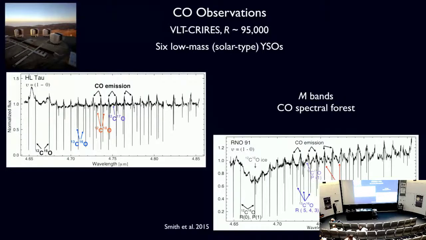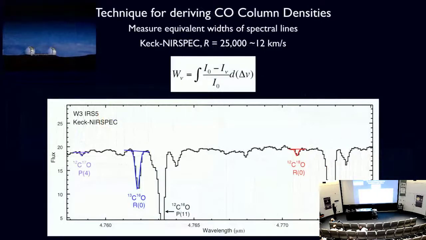We've used VLT CRIRES. This was early on, R of about 95,000, so really nice spectral resolution. We have really beautiful lines from these data sets, and these are all more solar type or low mass YSOs, and we're able to get oxygen and look at possible signatures of CO self-shielding with the low mass YSOs using CRIRES.